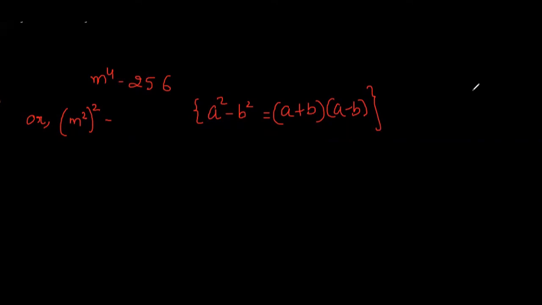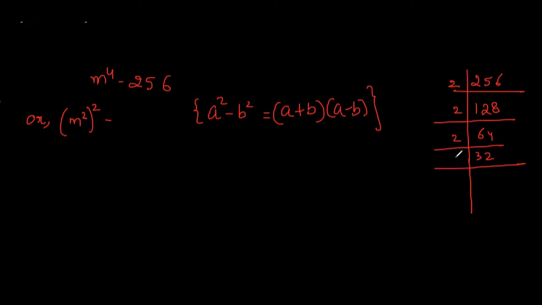Now if you take 256 and do prime factorization. So you got 128, 64, 32, 16, 8, 4, 2, 1. 1, 2, 3, 4, 5, 6, 7, 8. 2 power 8 I am getting.